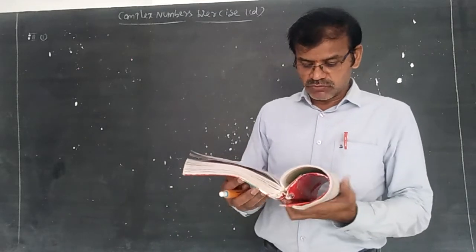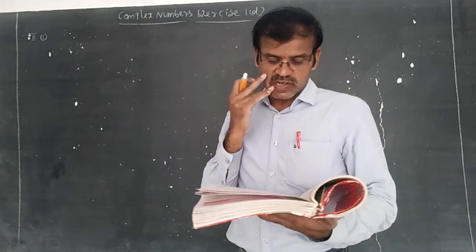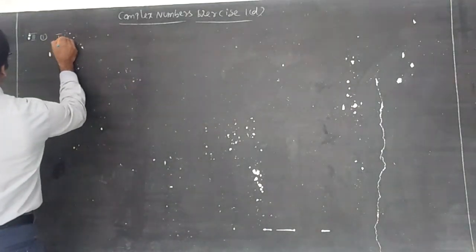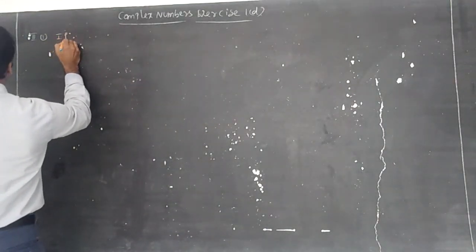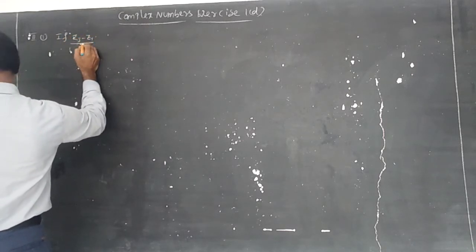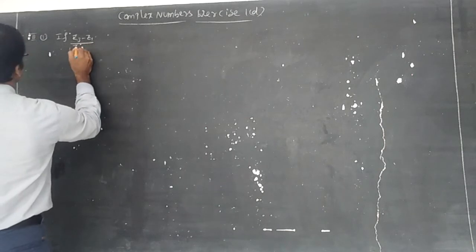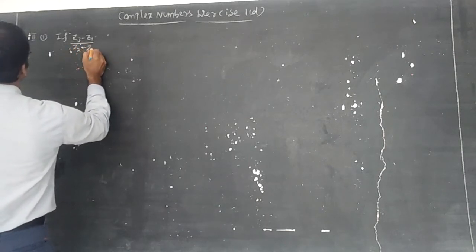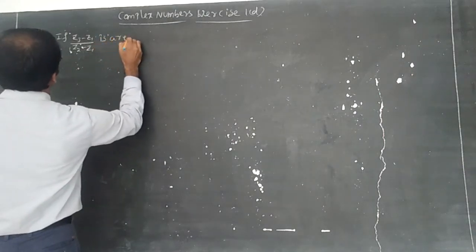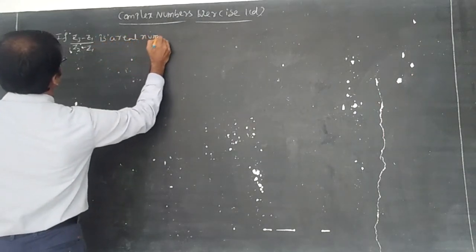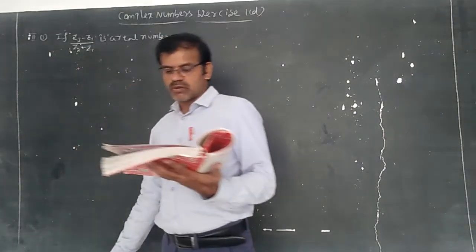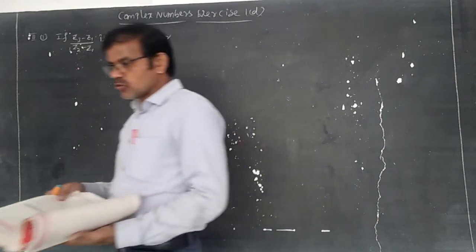If (Z3 minus Z1) by (Z2 minus Z1) is a real number, then show that the points represented by the complex numbers Z1, Z2, Z3 are collinear.